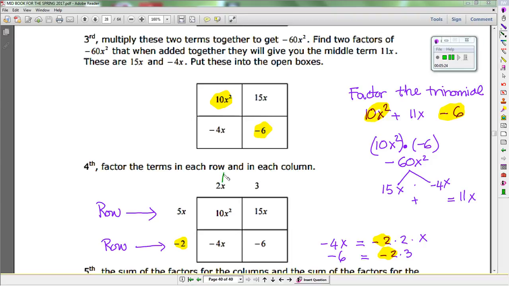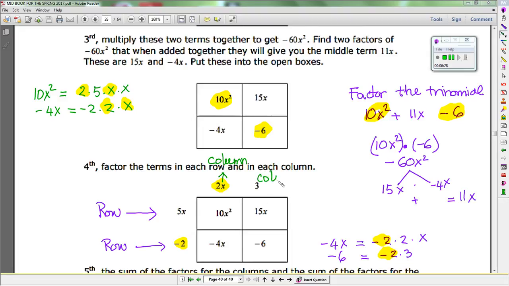So now we go to the columns. Let's look at the first column here. You have 10x squared and negative 4x. Let me write down the factors. 10x squared is 2 times 5, these are two prime numbers, times x, and negative 4x is negative 2 times 2 times x. So let's see what they have in common. They have in common the positive 2 and then the x. Therefore the greatest common factor for the first column will be 2x.